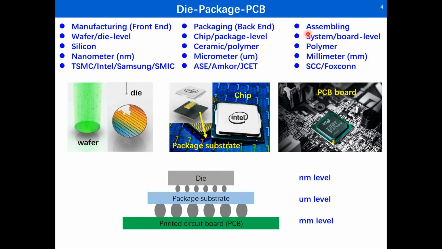The last part is called assembling, or system level, sometimes called board level. The main material of the PCB board is polymer, and its interconnect resolution is millimeter scale. SCC is the largest PCB board provider in the world, and Foxconn performs assembling for many system-level customers.